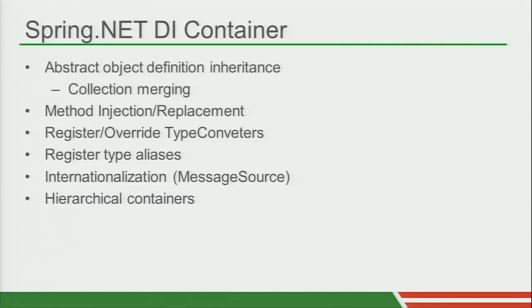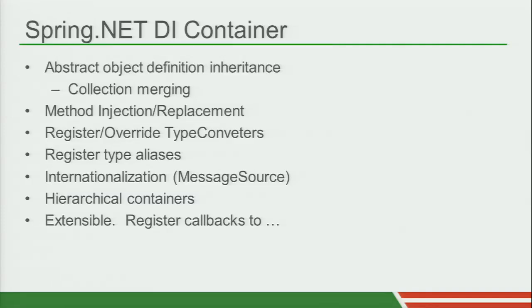Requests for objects from the child container, if can't be satisfied by the child container, will be sent up to the parent container to actually resolve, right? So this is sort of a cascade process where you get to cascade your way through hierarchical containers in order to resolve references to objects and dependencies.